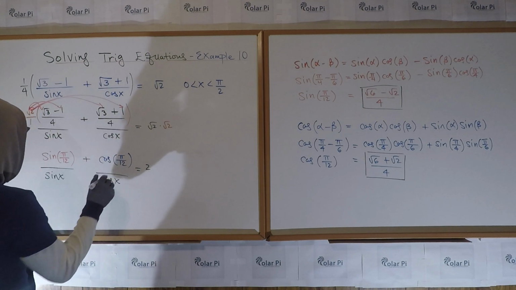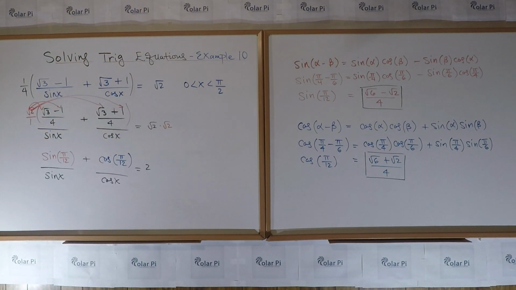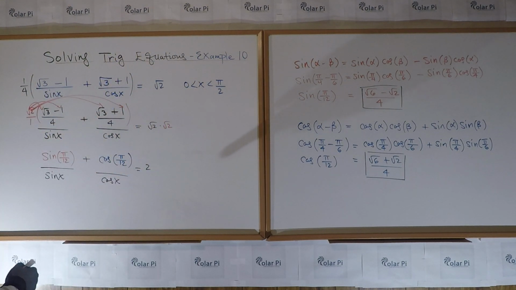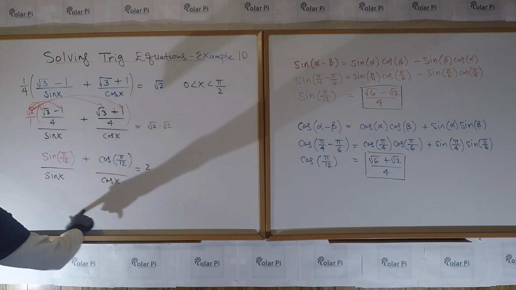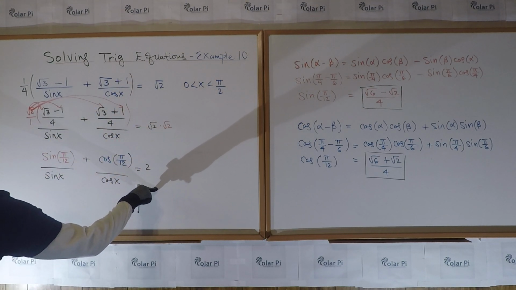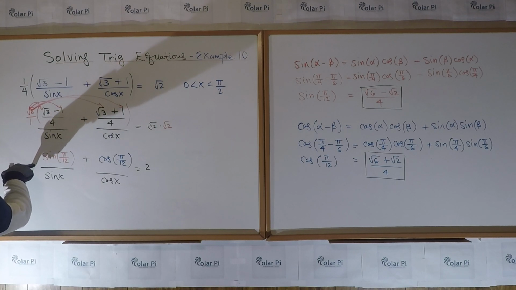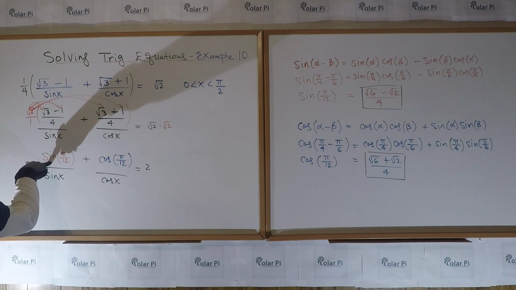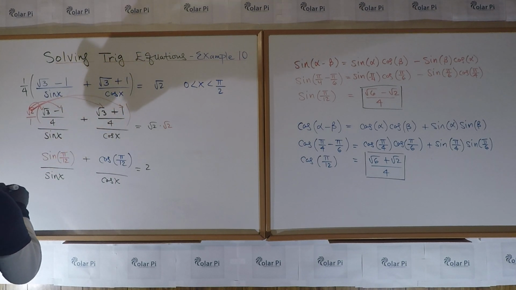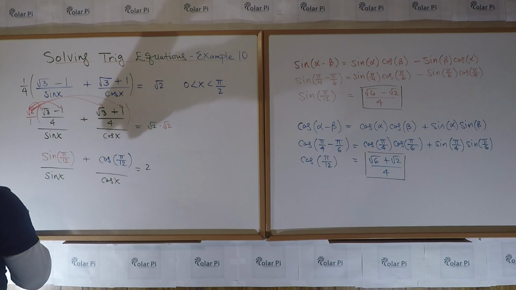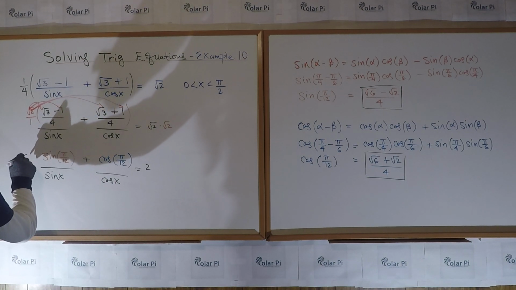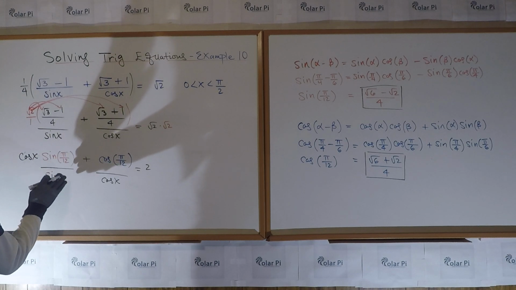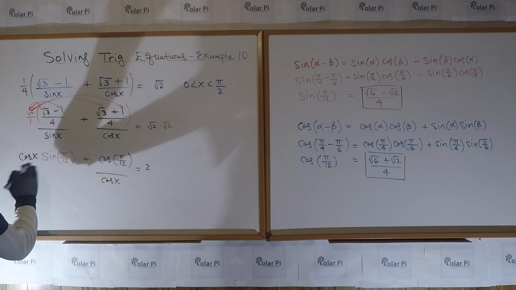Right? And now, looking at what we've got, what should I do? Clear the denominator on the left side. To do that, I multiply both sides of this equation by sine x times cosine x. When I multiply by sine x times cosine x in this part, the sines will cancel, and I'll get sine of pi over 12 times cos x, right? So I'll have cos x times sine of pi over 12, and I could get rid of this.